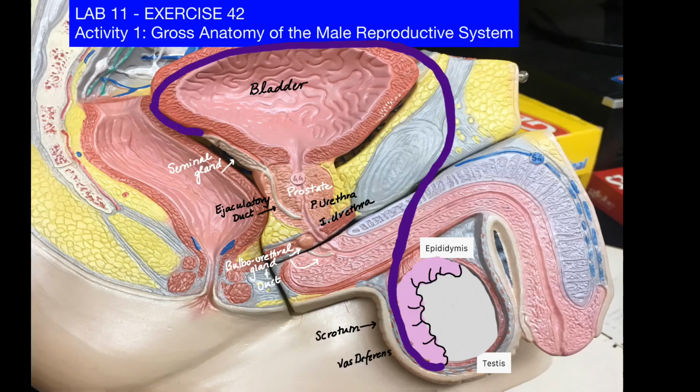We have our intermediate part of the urethra that's passing through. It's just this little tiny part by the bulbourethral gland. You can see where that muscle is. So it's passing through the pelvic wall of muscle, just a short section. And then we have our spongy urethra, that is the portion that's passing through our penis.